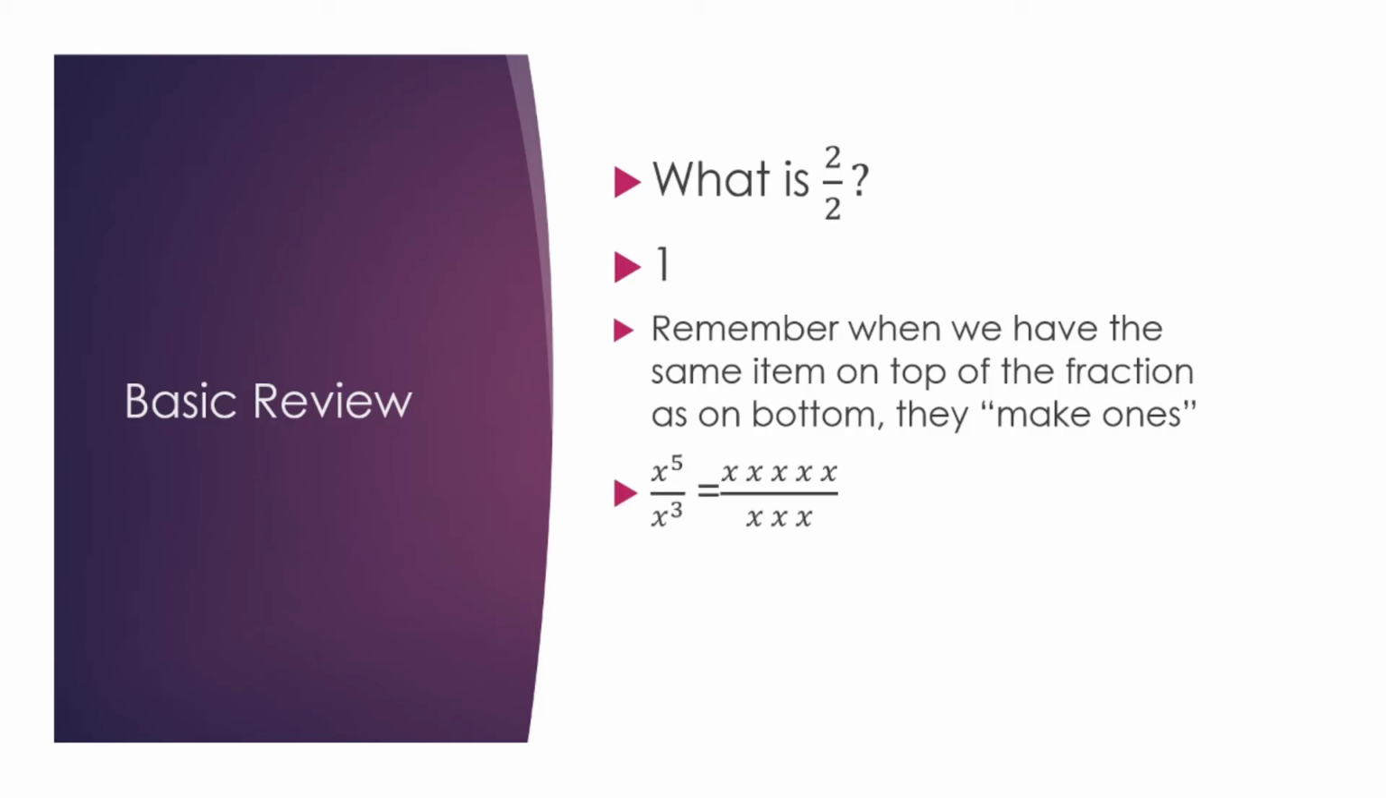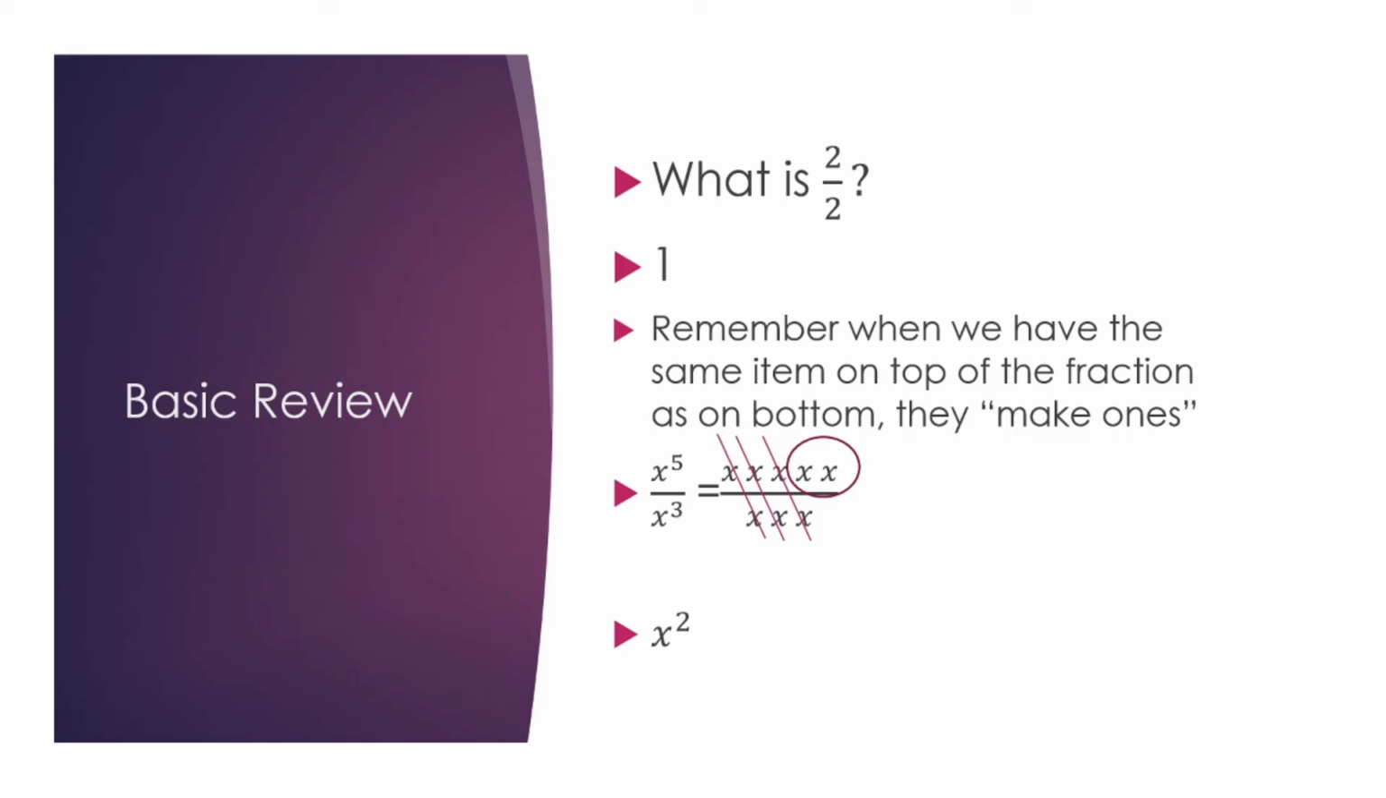If I were to take x to the 5th divided by x to the 3rd, I can expand that out as 5 x's on top and 3 x's on bottom. And then I can use this idea of making ones to cancel things out. So I'm going to make some ones by crossing out the top and the bottom, those that match. Because it's an x on top and an x on bottom, I can make ones. And I'm going to keep making ones until I can't anymore. And then what I'm left over with is my answer. So here I'm left with 2 x's, which means I have x times x, which is x squared.